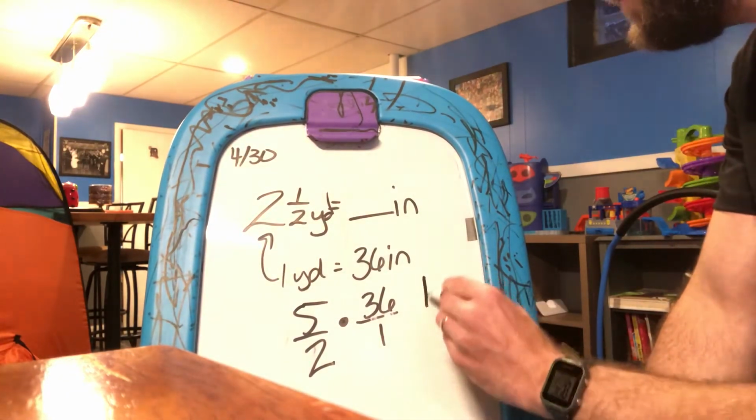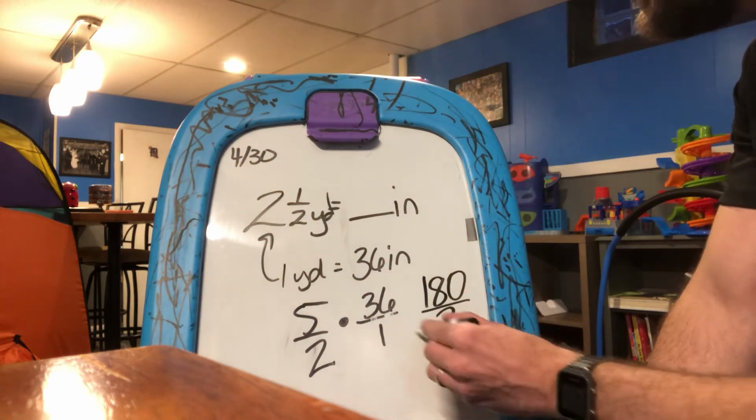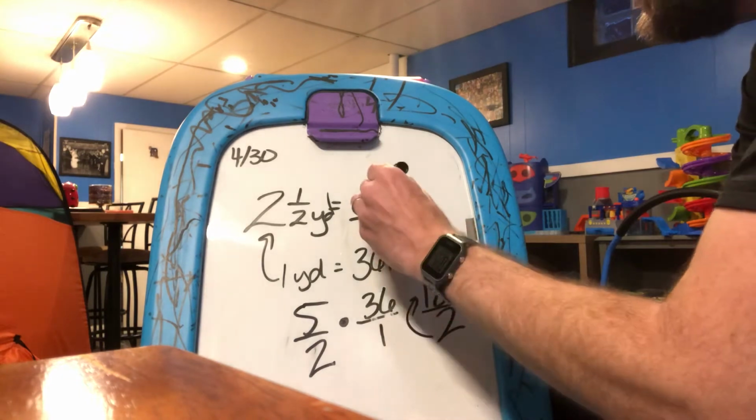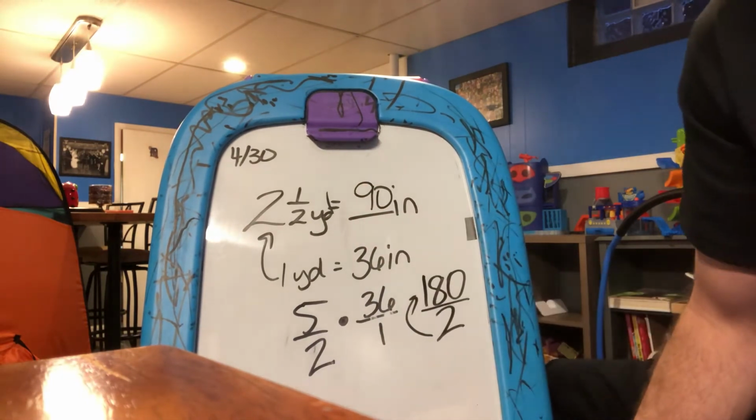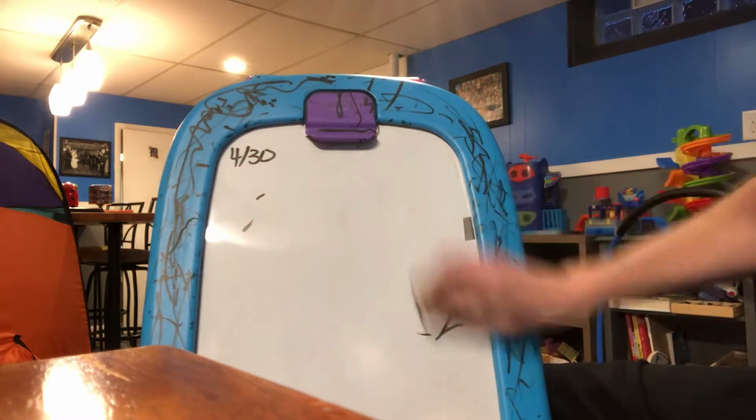We have 180 by multiplying 36 times 5, and 2 times 1 is 2. So how many 2's are in 180? 90. So your first answer is B, 90. Let's go to the second one.